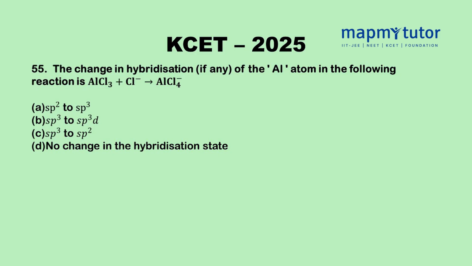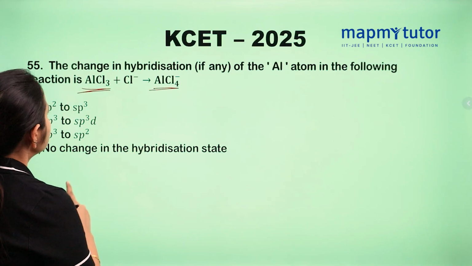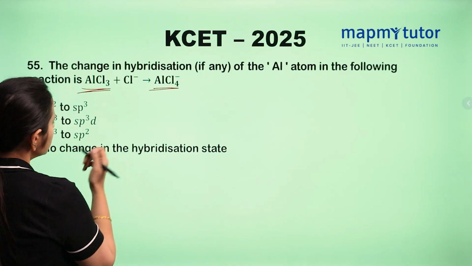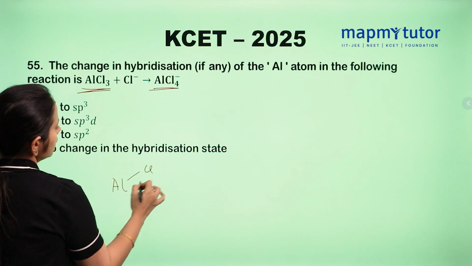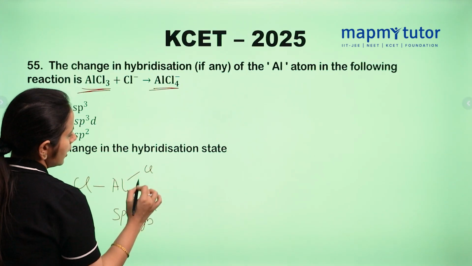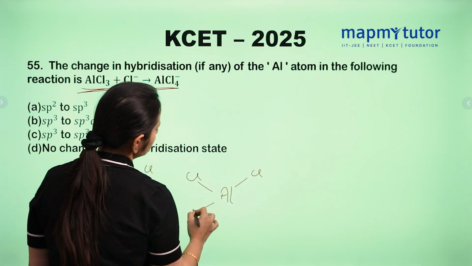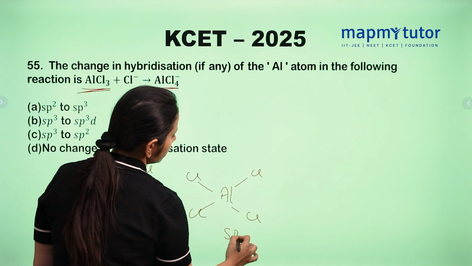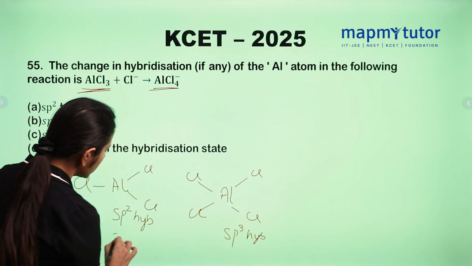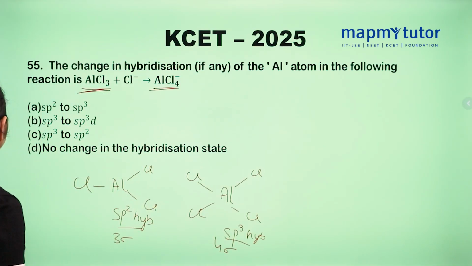The change in hybridization of the aluminium atom in the following reaction. We want to see what the change of hybridization will be from AlCl3 to AlCl4 negative. Draw the structure of aluminium chloride. It is like this, so it is sp2 hybridized. By adding one more chlorine to it, it becomes sp3 hybridized. Here 3 sigma bonds are there and here 4 sigma bonds are there. So it is moving from sp2 to sp3 hybridization. So A is the right option.